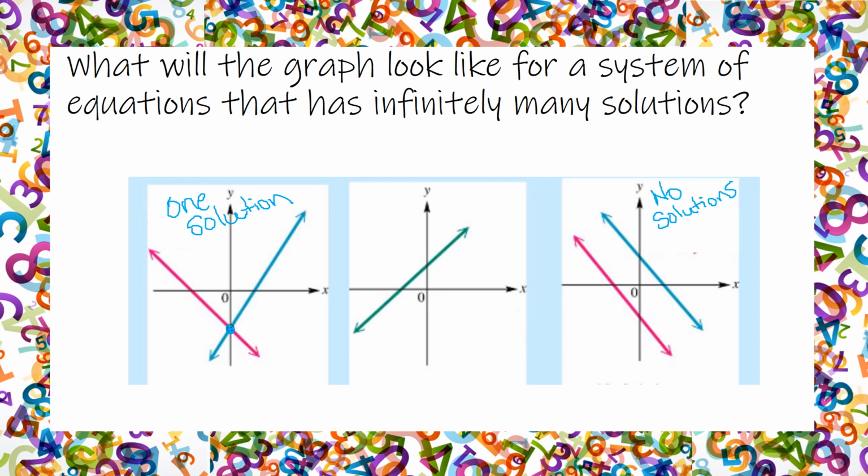The middle is one line sitting right on top of the other so that those are the exact same line. That is what infinitely many solutions will look like. So infinitely many is going to look like this, where it is two lines, one on top of the other.